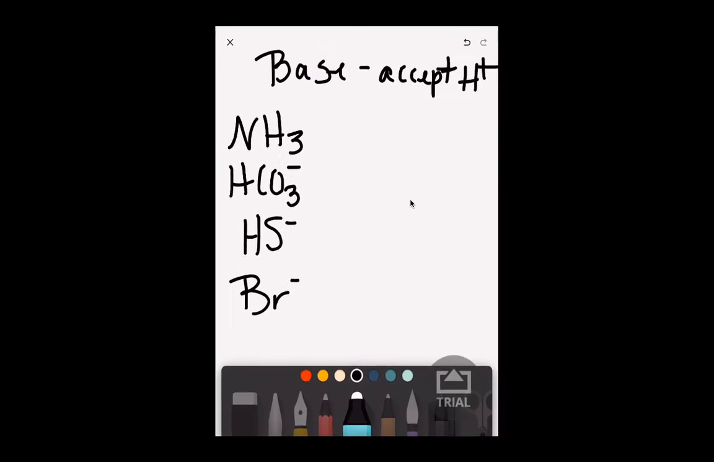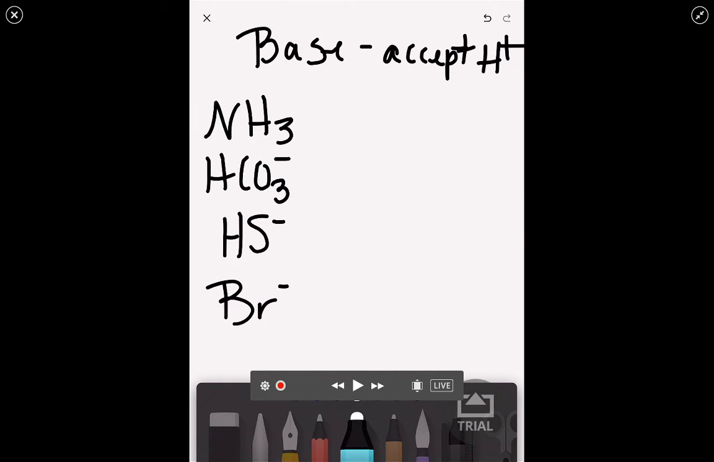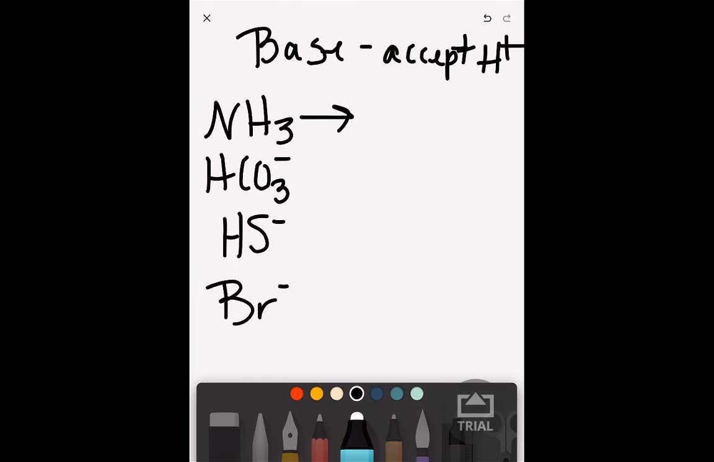So again, here we have to remember that we are accepting hydrogen ions. So when we're done, we are going to be more positive by 1 because we accepted a positive 1. And so what we're going to do to these things is add a hydrogen ion, and its charge will increase by 1. So when you have NH3 and it gains a hydrogen ion, it's going to become NH4, and again it will be positive 1 because it gained that positive hydrogen ion.